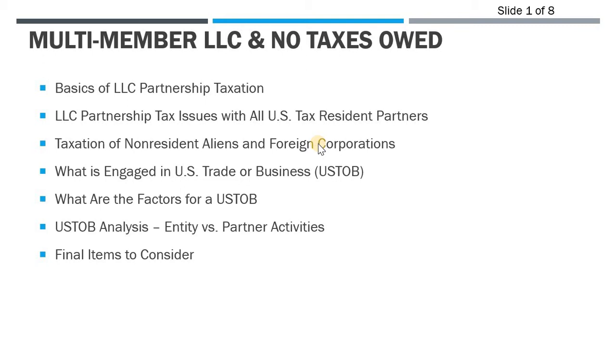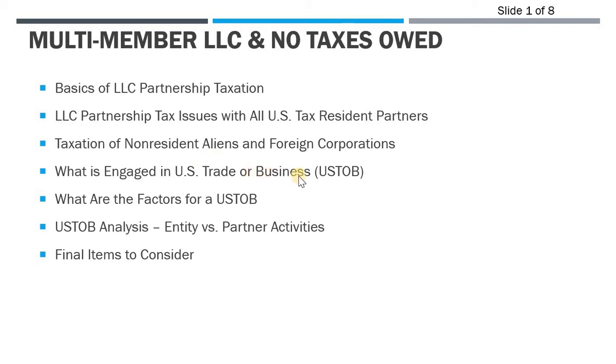So I've got a lot of material to cover here. We've got 8 slides, and these are the various topics that we're going to dive into. So the first one, we're going to cover some basics of LLC tax, and then we're going to get into what an LLC partnership tax return looks like when you have all U.S. resident partners. And I want to cover that just so you can get some perspective on what the tax profile looks like, and then how it shifts when we have all non-resident owners. So we'll look at taxation of non-resident individuals and foreign corps.